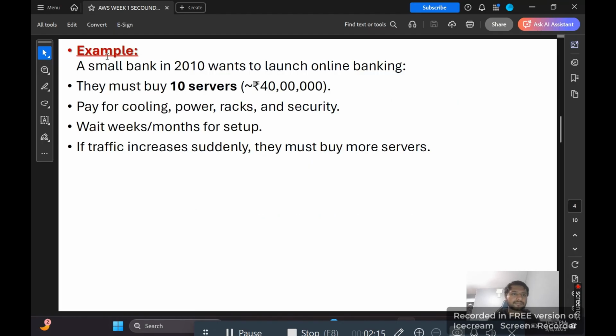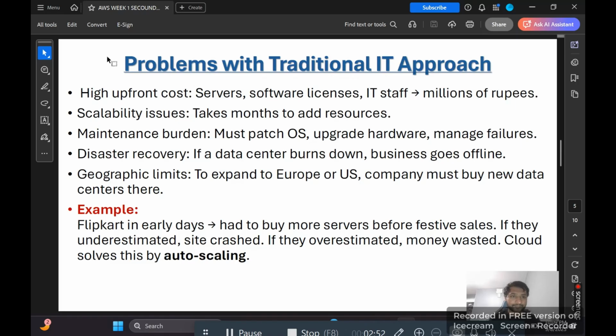For example, a small bank in 2010 wanting to launch online banking must buy 10 servers, approximately 40 lakh Indian rupees, and pay for cooling, power, racks, and security. So it was very costly. They had to wait weeks or months for setup, depending on the location and how the people work. If traffic increased suddenly, they must buy more servers.